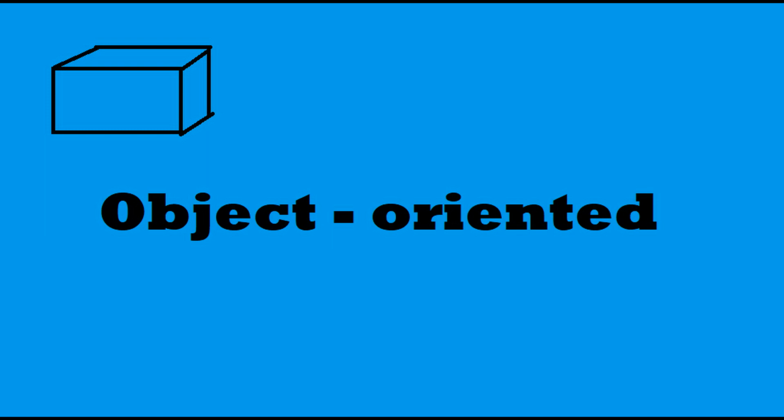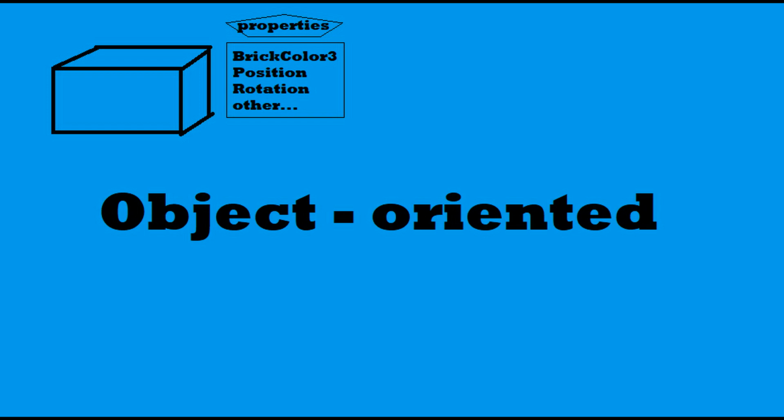Properties are used to closely describe an object. An example of property is brick color. It could also be position, rotation, and many other properties depending on the type of your object. If you understand this, then we can get into Roblox Studio and try to create a simple function which would help you understand the Roblox Lua better.